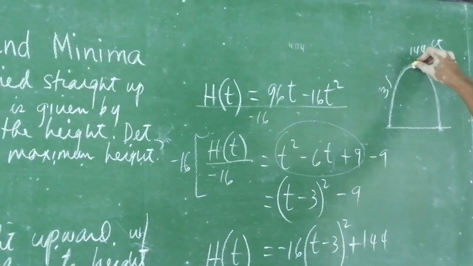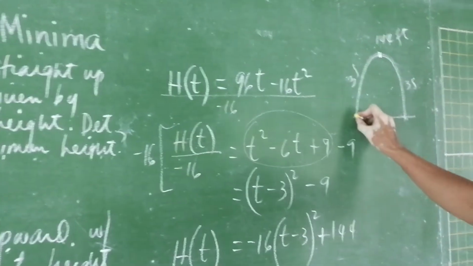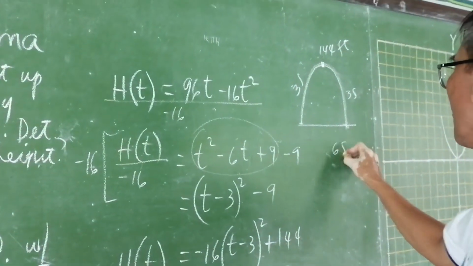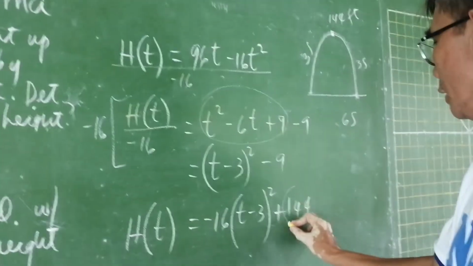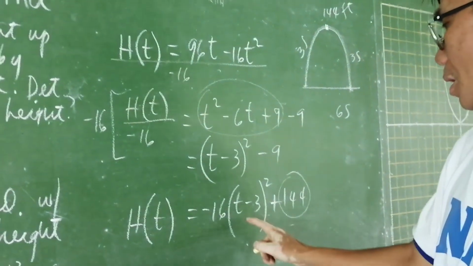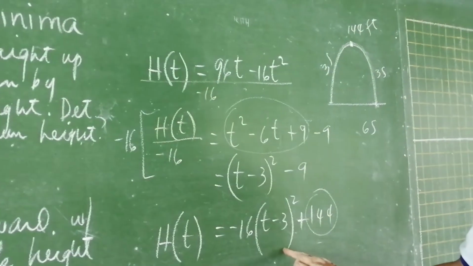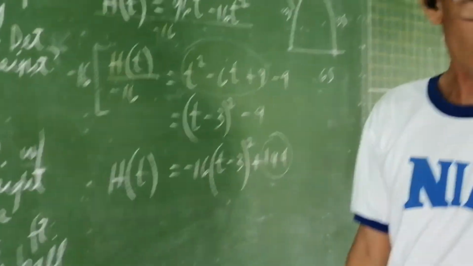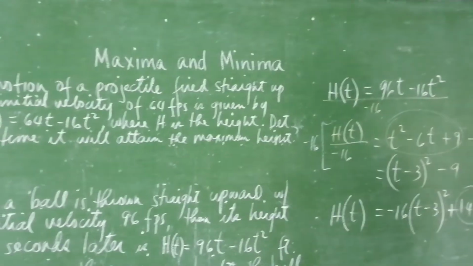And of course, when it goes down, another 3 seconds. So the whole travel of the ball is 6 seconds to reach the ground. So the maximum height is 144 feet, and the time to reach the maximum height is 3 seconds. So that is how to solve a problem regarding projectile motion. So that's it.